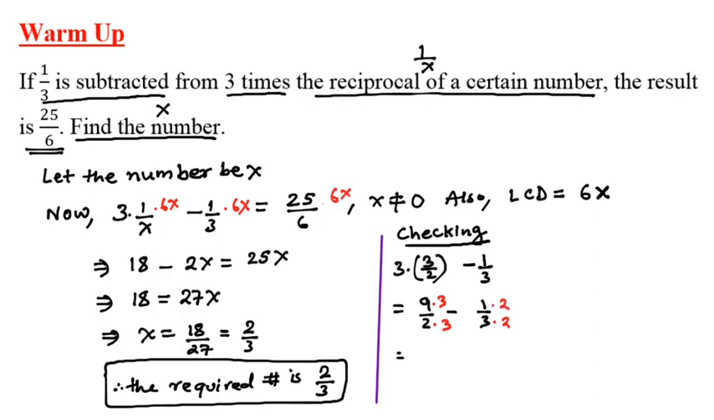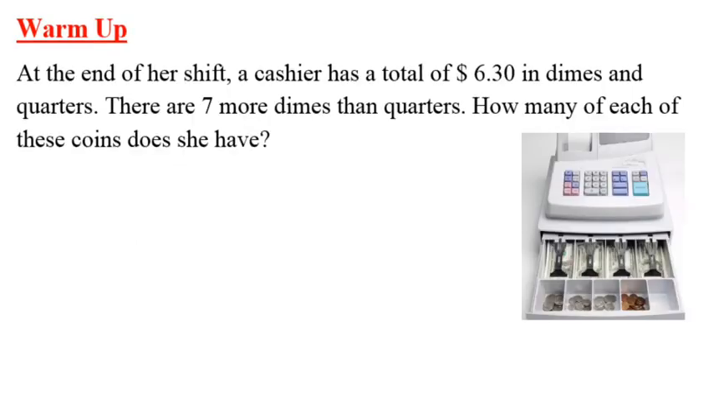So now there is a common denominator of 6, and the numerator becomes 27 minus 2. 27 minus 2 is 25 divided by 6. Yes, it matches with what is given here in the problem. So our answer 2 over 3 is correct. Last example for this video. Let's read this question first.